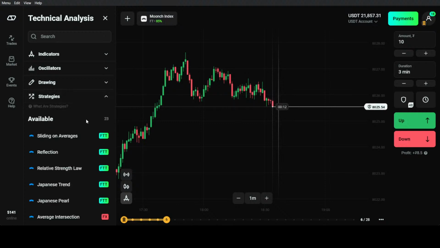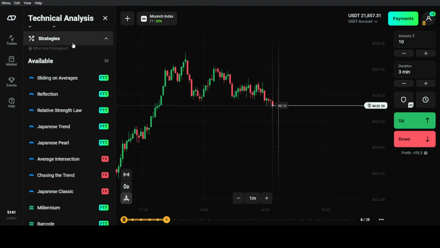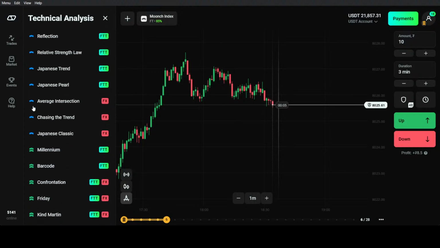So that is about strategies. Now, when I click on the list, we see some strategies opening up with a blue arrow. Then we scroll a bit down.